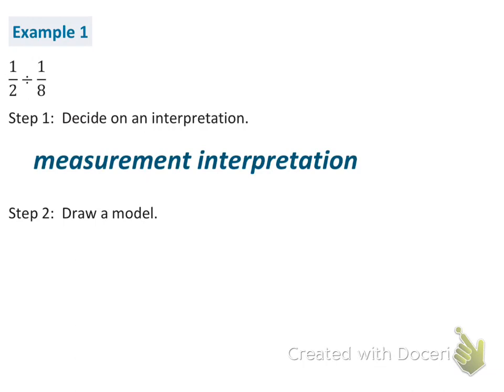Before I can do anything, I look at my denominators, and I have 1/2 divided by 1/8. I need to find the lowest common multiple, which is 8. So my new denominator is 8. I apologize, I don't know what happened here. So I now have 4/8 divided by 1/8.